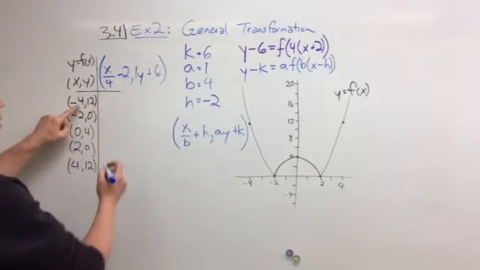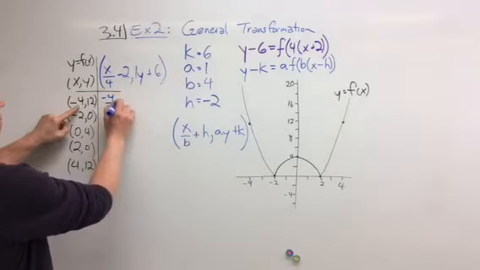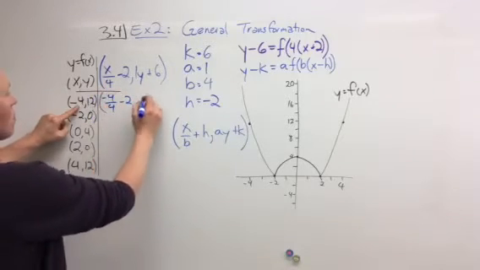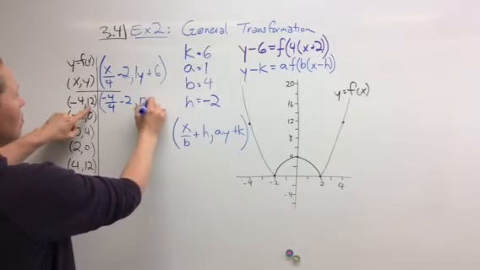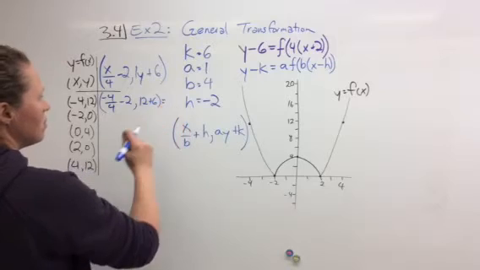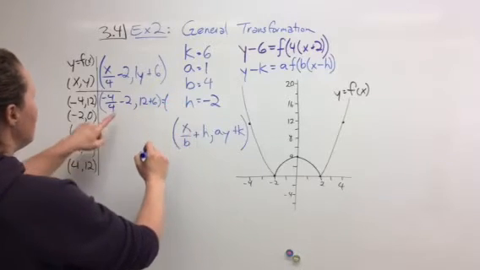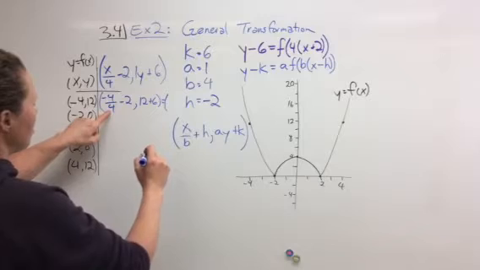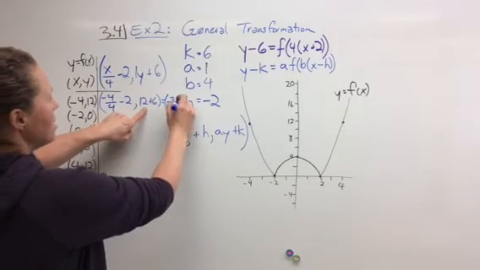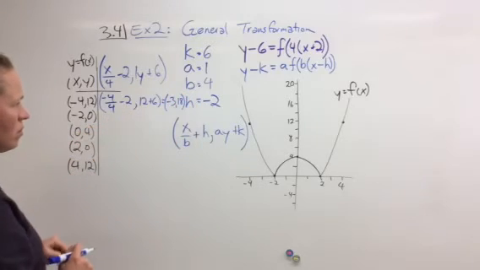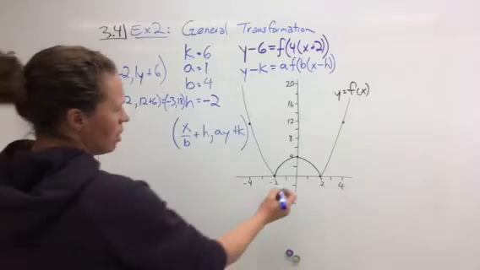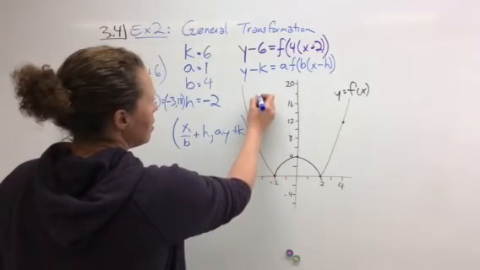So when I do that, I'll write out the first one and then we'll just go through these ones. Negative 4 divided by 4 minus 2, and 12 plus 6. Negative 4 divided by 4 is negative 1, minus 2 is negative 3, 12 plus 6 is 18. So I've got a new point at negative 3 and 18.